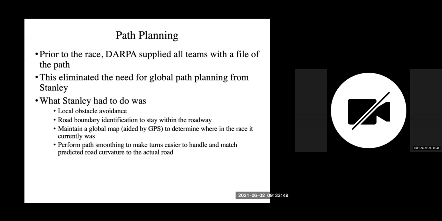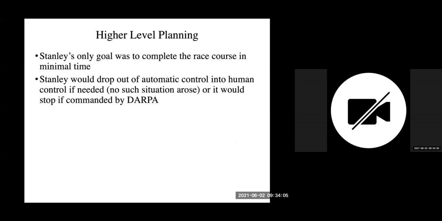Because if it moves too sharply or it's not as desired, the replanning or the motion planning has to be redone to let the car perform the desired action. Okay, so high-level planning: Stanley's only goal was to complete the race course in minimum time. So the gold standard is to finish the task in minimum time. Also, Stanley would drop out of automatic control into human control if needed, or if commanded by DARPA or the commander.